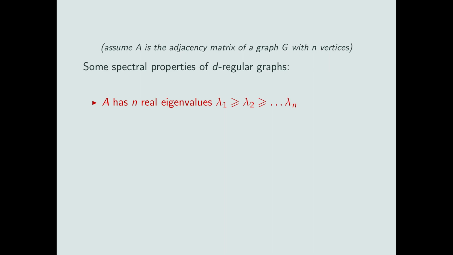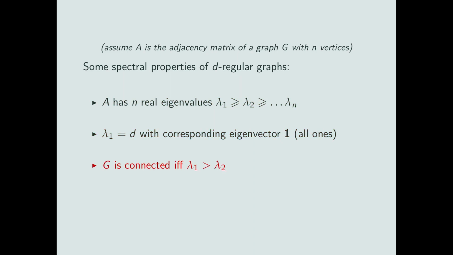Okay, now let's review some well-known facts about eigenvalues of regular graphs. Since A is symmetric, it has n real eigenvalues that we can order as such from 1 through n. The largest eigenvalue, lambda 1, is always d, the degree of each vertex. The graph is connected if and only if lambda 1 is strictly greater than lambda 2. And finally, lambda n, the smallest eigenvalue, is minus d if and only if the graph is bipartite.